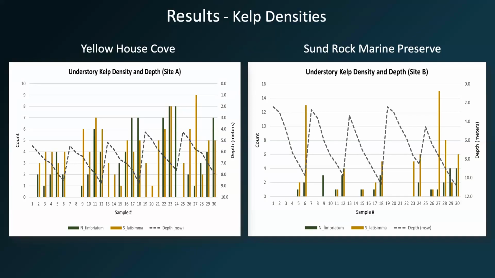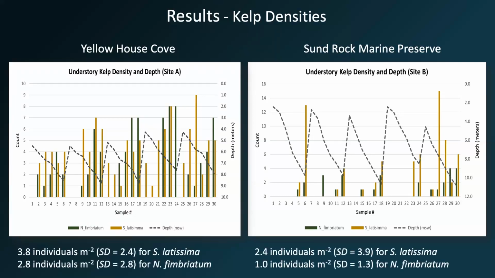So site A had significantly higher abundances of both species. The highest density, however, was observed at Sunrock, site B, at 15 individuals in a 1 square meter quadrat. However, as you can see, the kelp at site B were pretty restricted to deeper depths there. We tried to standardize it across both sites, but of course the bottom contour of Sunrock is quite steep. And so it was interesting to see the depth distributions across these sites.